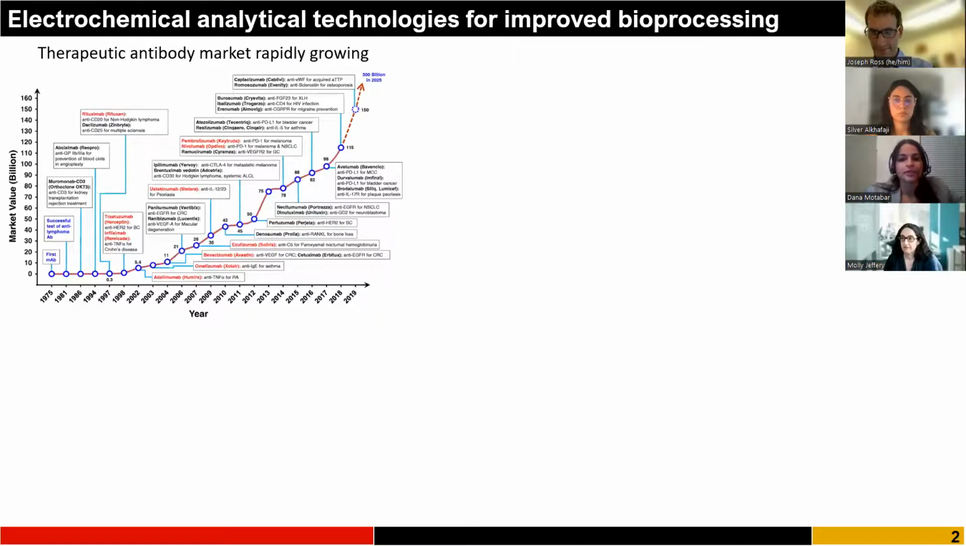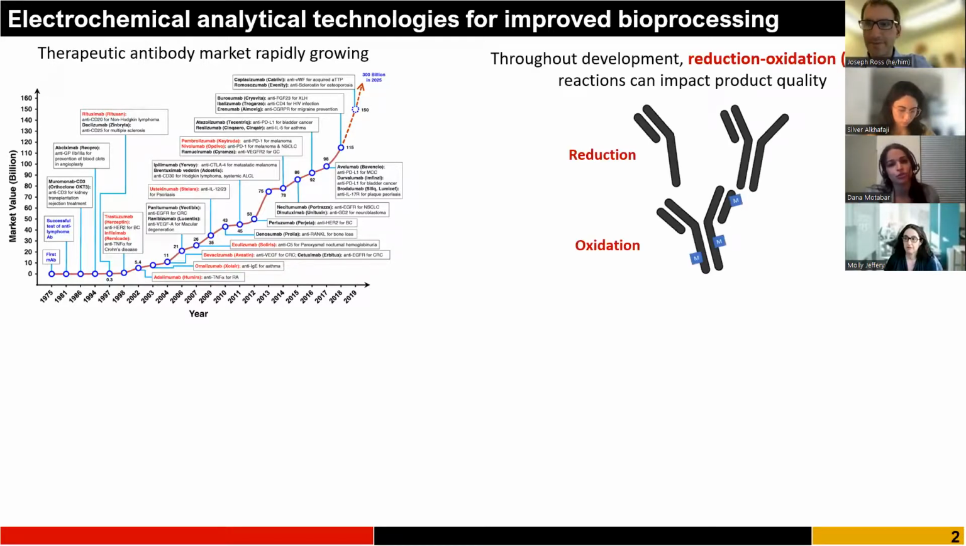Okay. So first, I want to start by giving some background on the motivation behind the project. Antibody therapeutics have come to constitute one of the most rapidly growing sectors in the pharmaceutical market. Importantly, throughout development and manufacturing processes, critical quality attributes need to be characterized, including antibody variants that can be produced due to reduction and oxidation reactions.